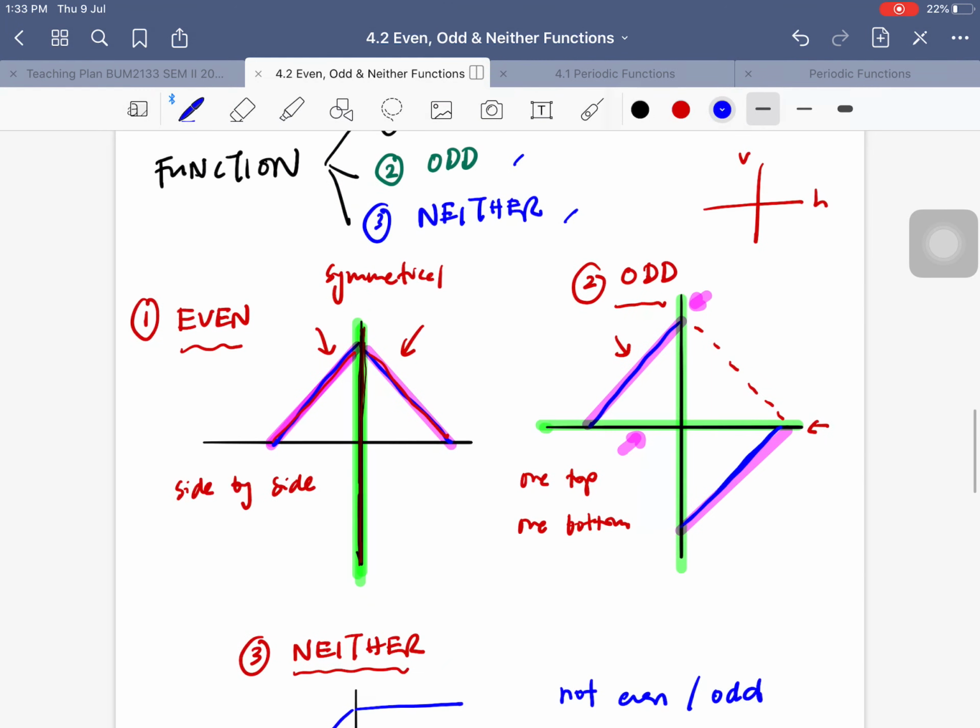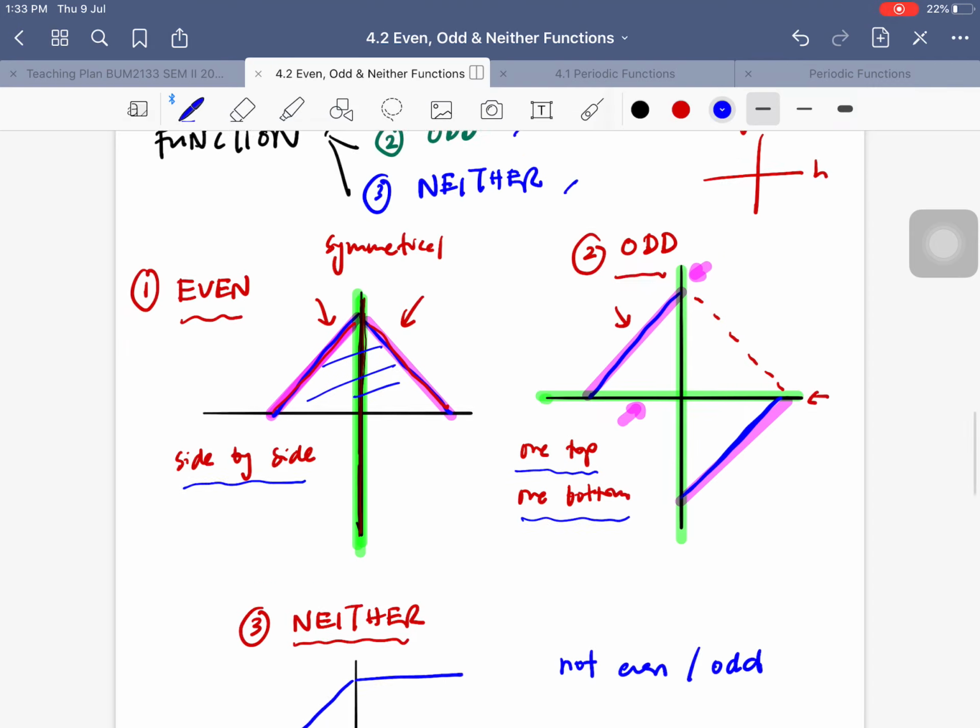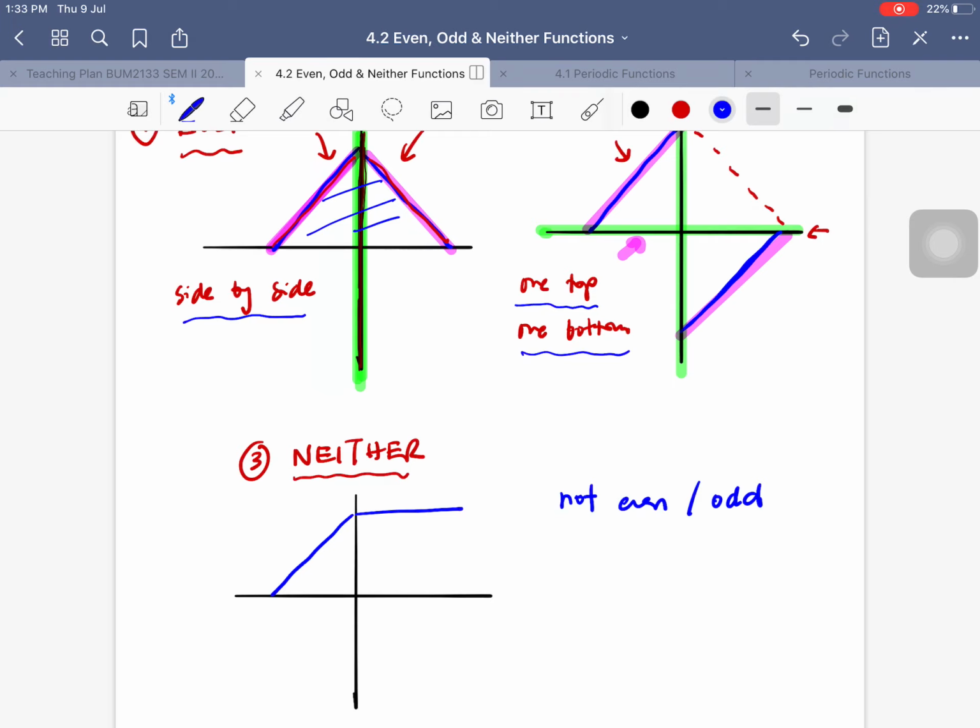So remember, an even function is when you have your function being put together side by side. It's going to be a mirror image of each other side by side. An odd function has one line at the bottom and one line at the top, and the lines are supposed to be symmetrical to each other. And it's called neither if it doesn't show the possibility of being odd or even.